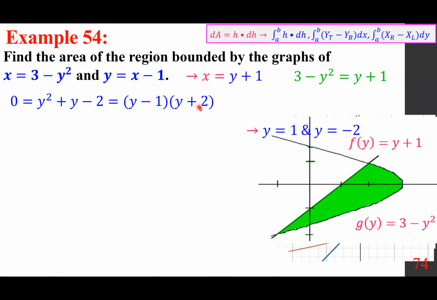So I have actually the points that I want. I don't need the x coordinates, but I'm going to show you how to find the x coordinates. It's very simple. Y is 1. If you put it here, x becomes 2. By the way, if you put it here, you get the same thing. Y is negative 2, plus 1. X becomes negative 1. So we have those two pairs, everybody. Okay?